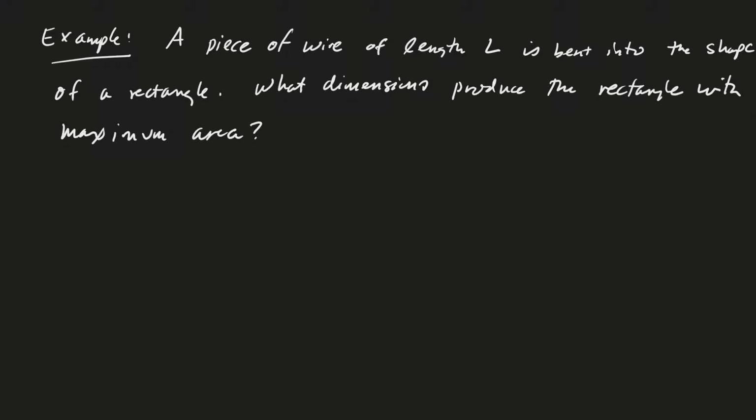Okay, so we're continuing 4.7 and we're just doing examples. So here's one. A piece of wire of length L is bent into the shape of a rectangle. What dimensions produce the rectangle with the maximum area? Now how should I start?